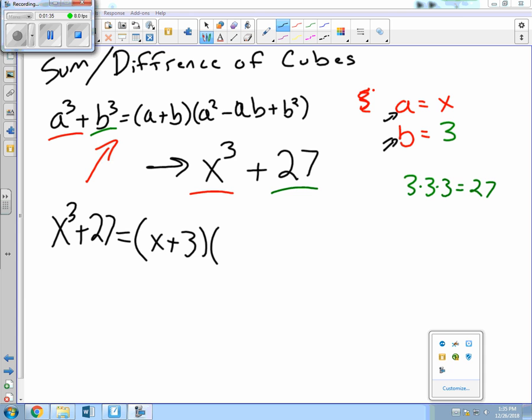My a squared, so that is x squared, minus, now what is a times b? Well, x times 3 is the same thing as 3x, so I'm going to write 3x here, plus, here's b squared. Now I know b is 3, so b squared should be 3 squared, which is 9. So I'm going to write 9.